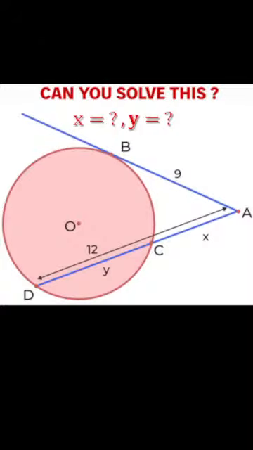Pinky is saying tangent secant theorem, xy is equal to 81, sorry. Keshit says Black Avenger has given the correct answer along with the correct explanation. That's great.